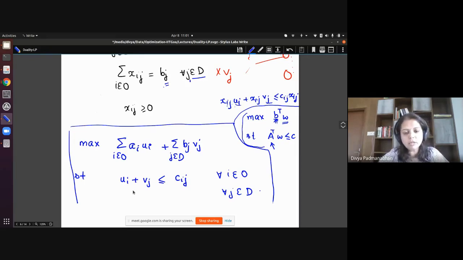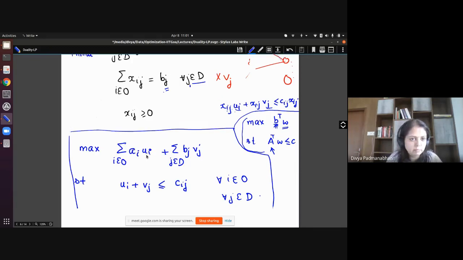So you'll come up to this company and say, you don't have to worry about the cost of transporting. I will take care of transporting items for you. But what you would do is, at each of the sources, the company has to pay you ui. ui is the amount you charge at the source for picking up the product, and vj is the amount that you charge at the destination for delivering the product.